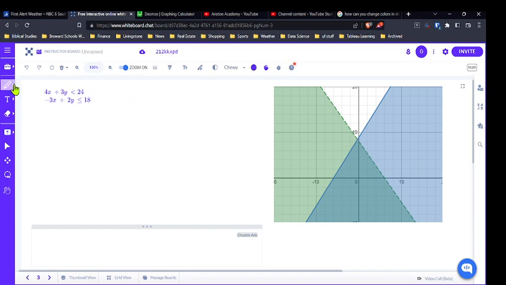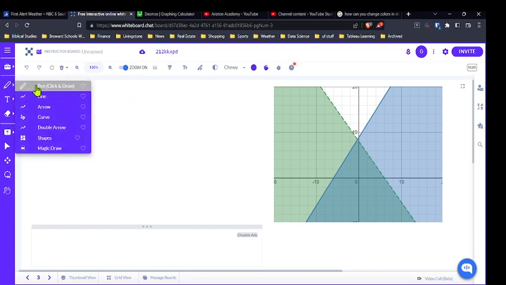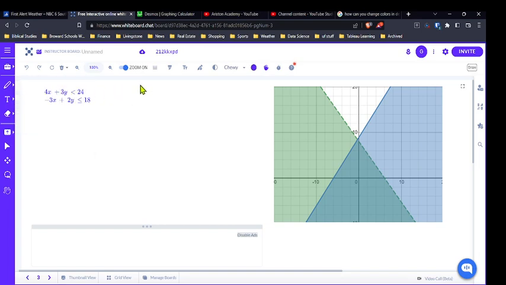Recall, we need to remember some things. Again, I'm going to say them just out of an abundance of caution to make sure that you understand. Every dashed line is an inequality that is always of the form less than or greater than. And that's how I knew that this dashed green line corresponds to this inequality here: 4x plus 3y is less than 24.